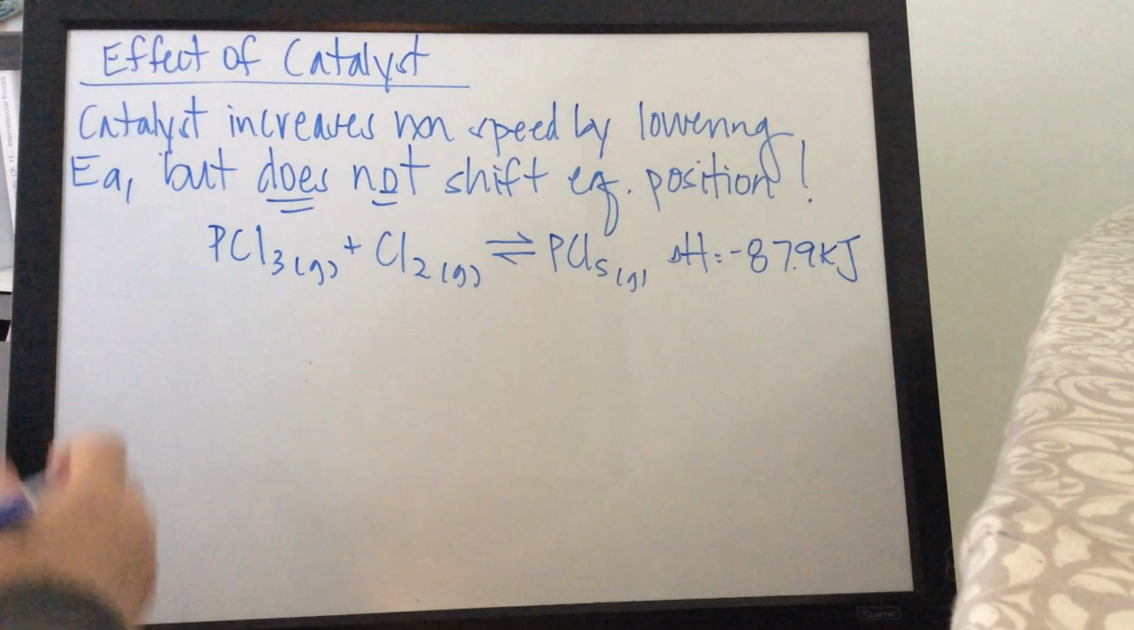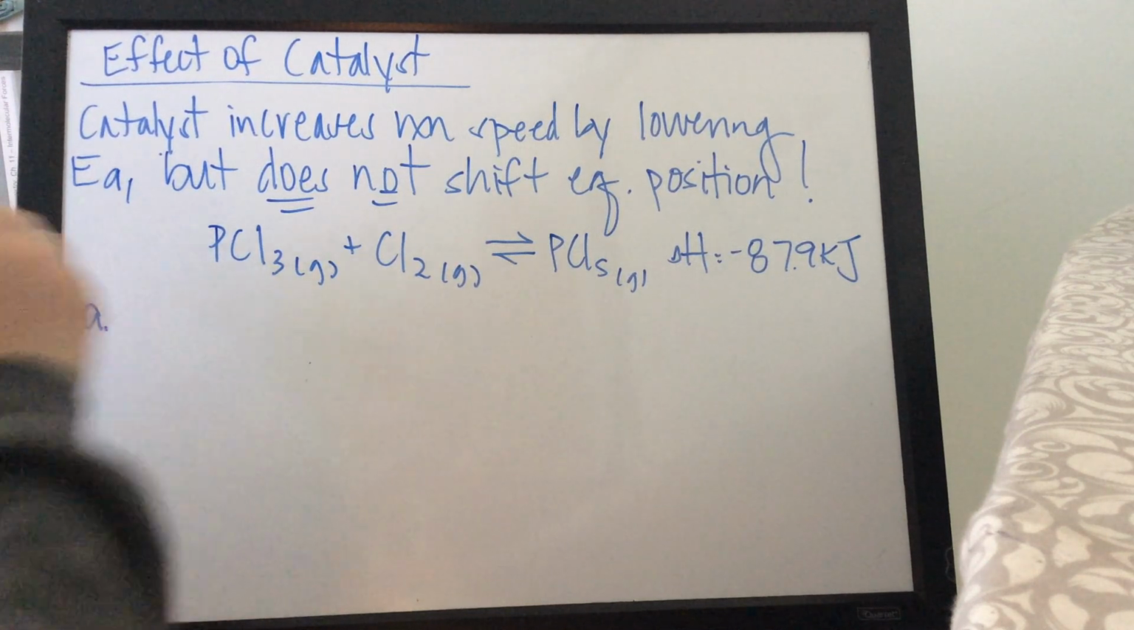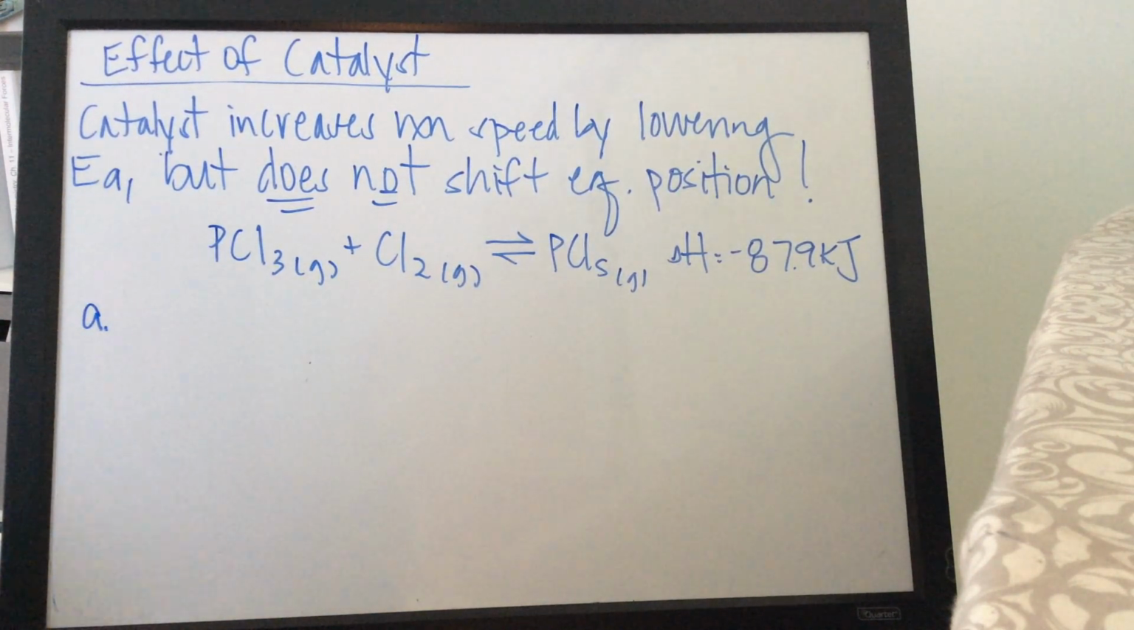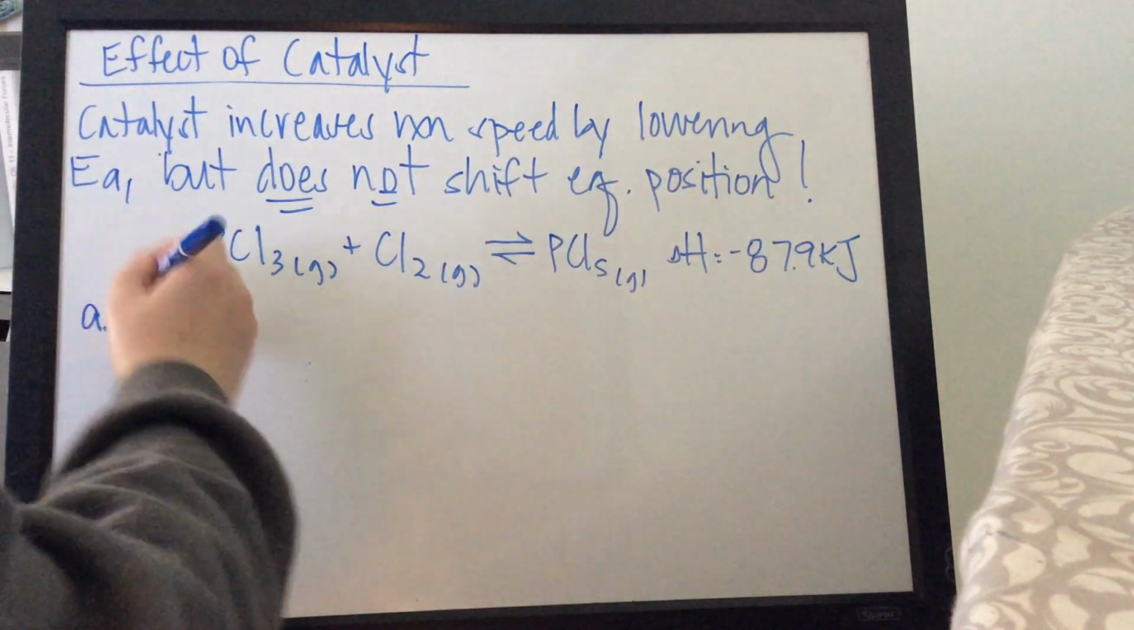Okay, so letter A, how's this going to shift? We'll just do right, left, like that kind of stuff. So letter A, Cl2 is removed. So you take away Cl2, you need to remake Cl2, so it's going to shift to the left.